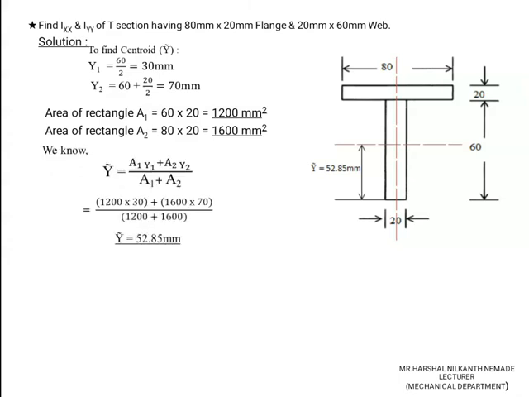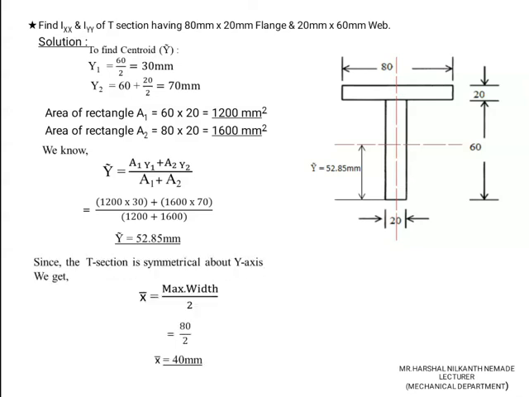We know formula y bar is equal to a1 y1 plus a2 y2 divided by a1 plus a2, is equal to 1200 multiplied by 30 plus 1600 multiplied by 70 divided by 1200 plus 1600. After solving in calculator, y bar is equal to 52.85 mm.